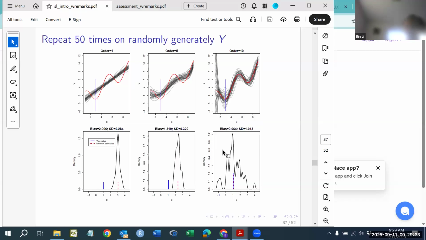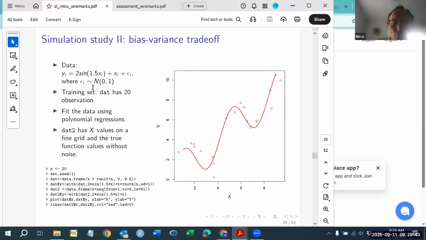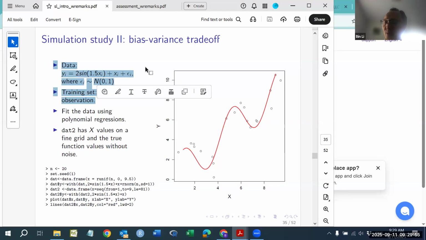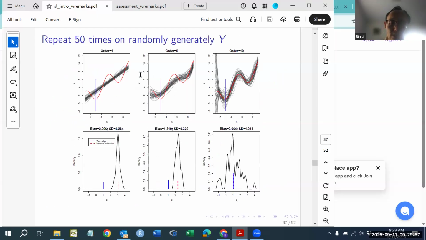So which one is the best? Let's see. First, I repeated this 50 times on randomly generated Y's. For the training set, I randomly generated 50 training sets, because that's a simulation. We know the truth, so we can generate as much data as we want. So I generated 50 data sets, and for each training set, I fitted a model.